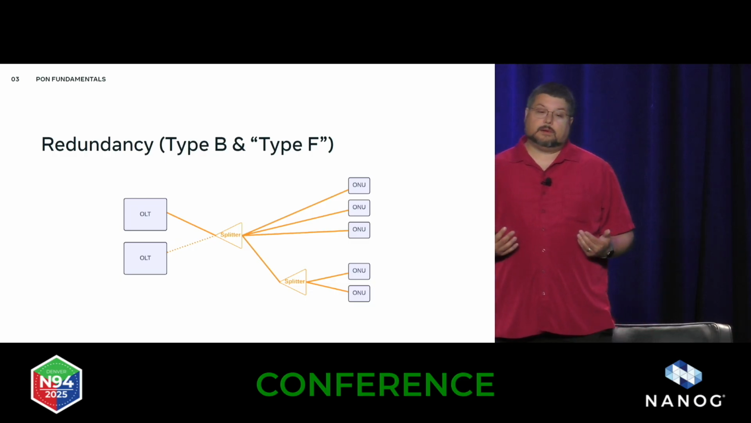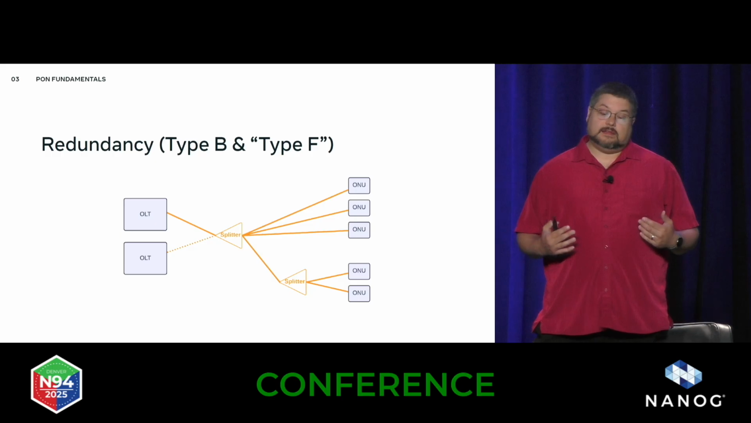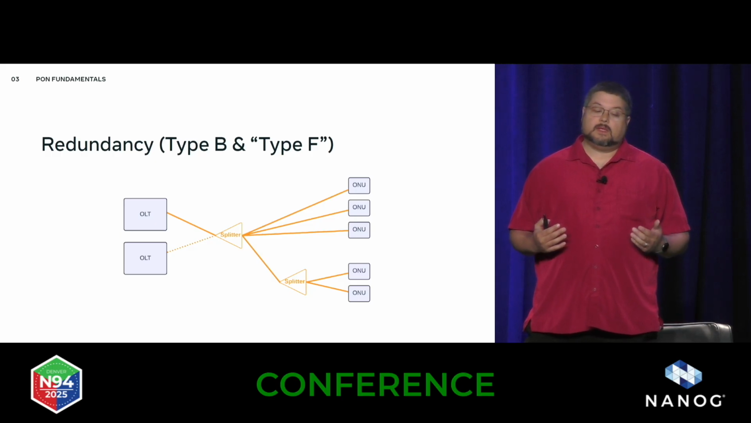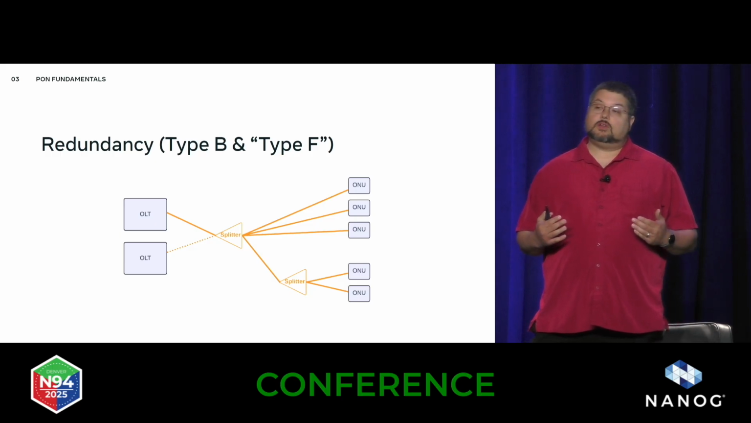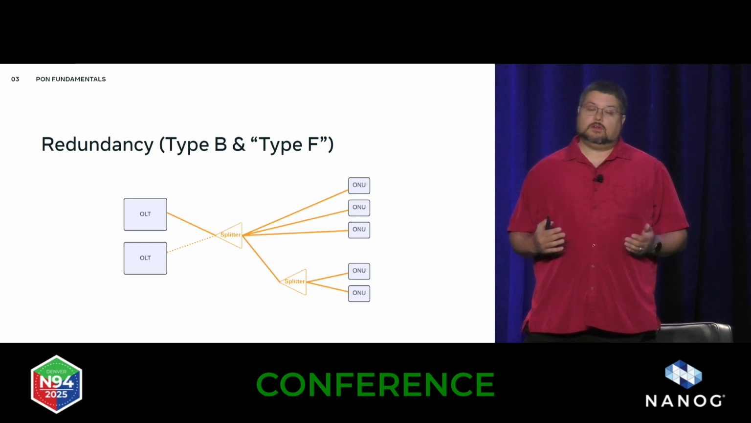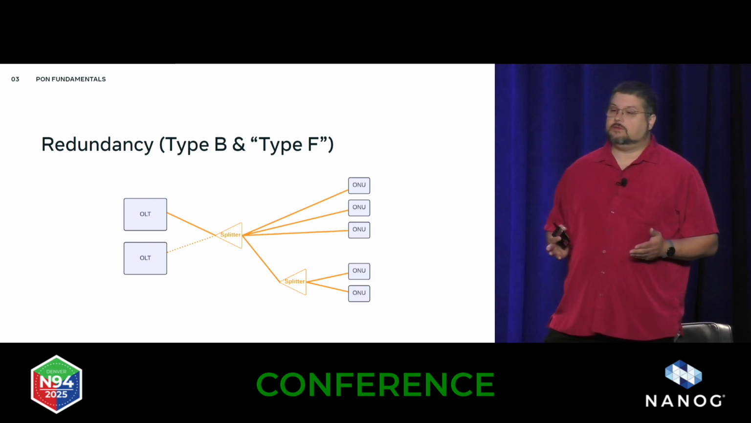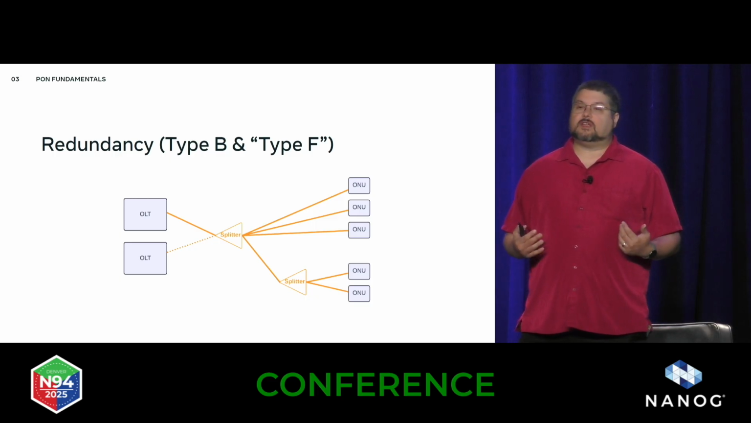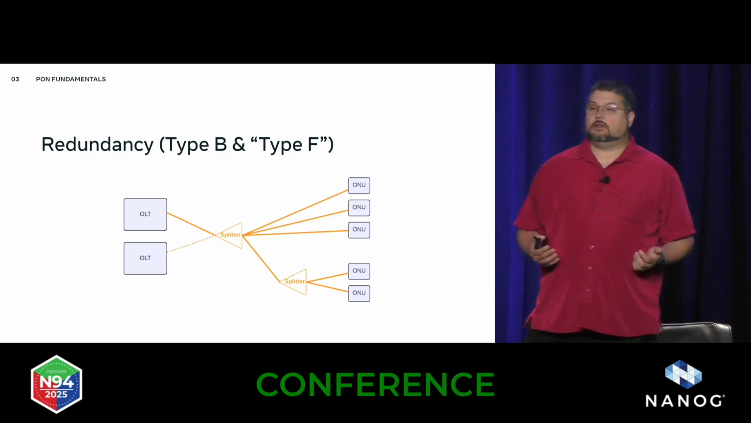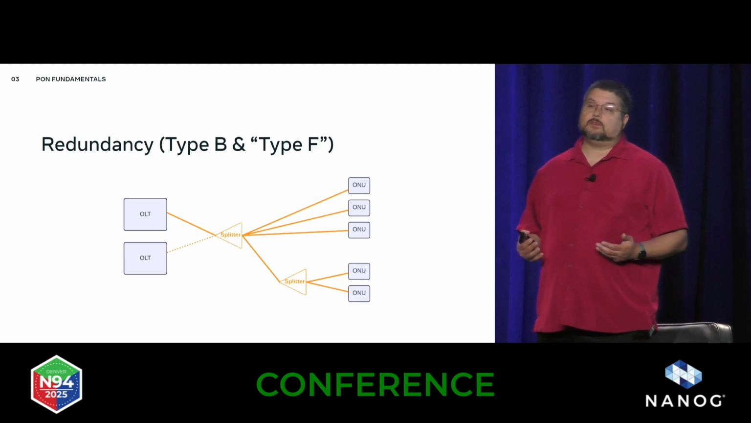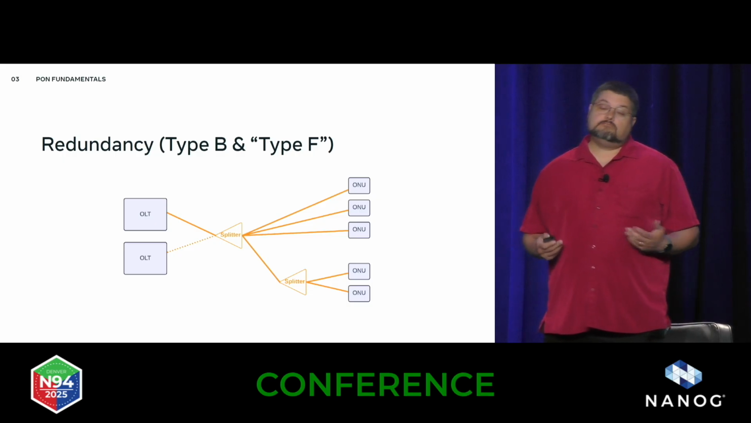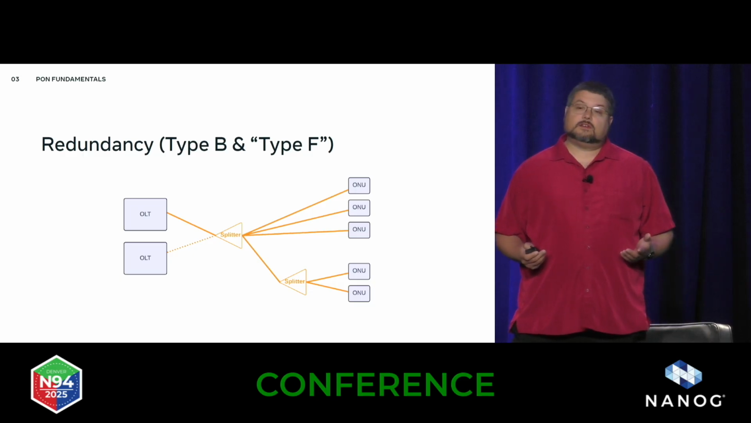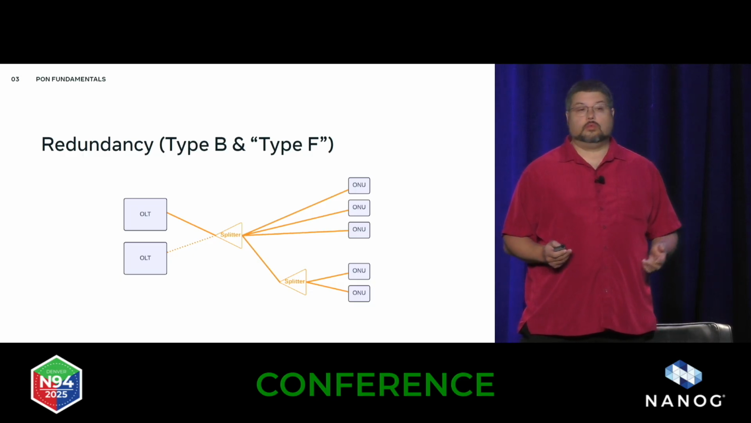In Type F, however, we add an additional layer of protection. Even if a given OLT doesn't completely fail, if it loses visibility to a certain population of ONUs, we direct that OLT to abdicate, or to stop transmitting, so that the other OLT can take over, because we believe that it might have a better view of the topology. It's not perfect, but it gives us a little bit better protection against, say, losing a whole rack.